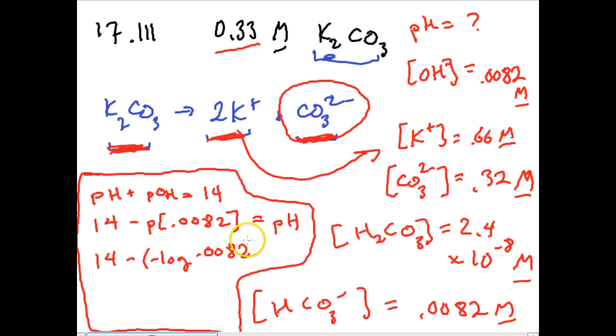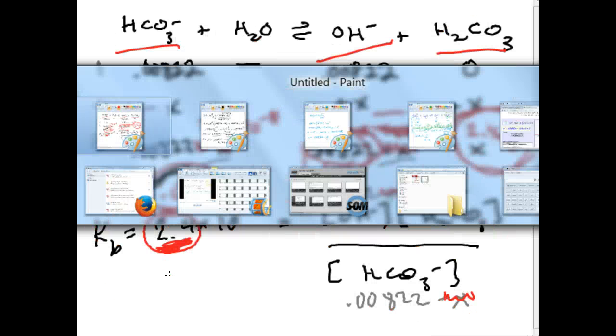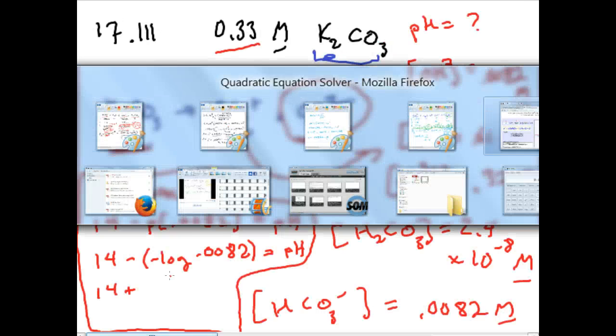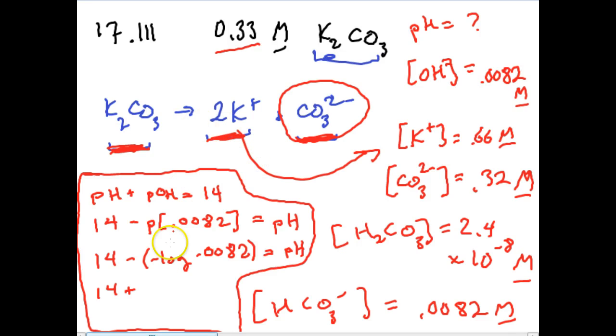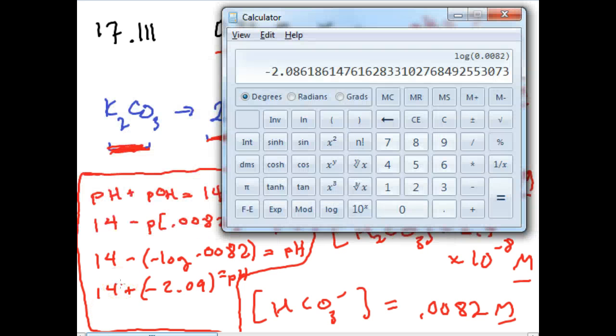You know, you've been a great audience. Calculator! Negative 2.09. 11.91.